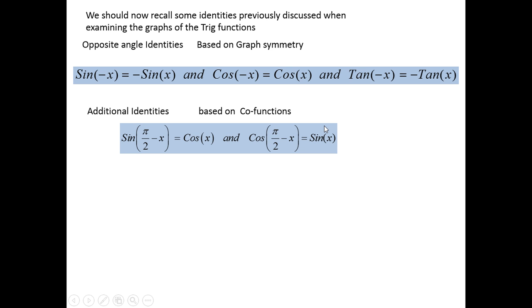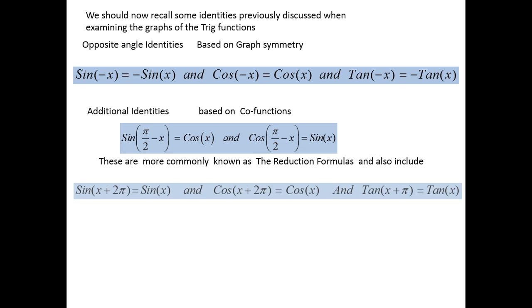Now, these are the cofunction identities. We talked about them very early. The sine of one angle is the cosine of its complement, and the complement is read as pi over 2 minus x. These are very handy identities, where you can put the cosine in terms of the sine or vice versa.